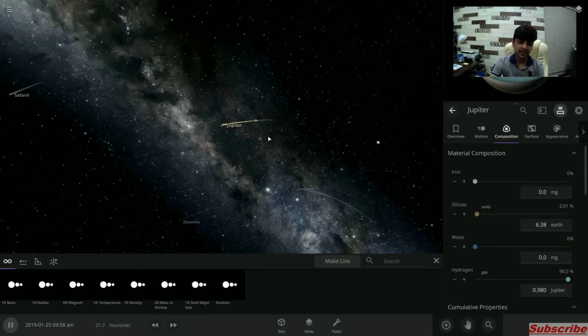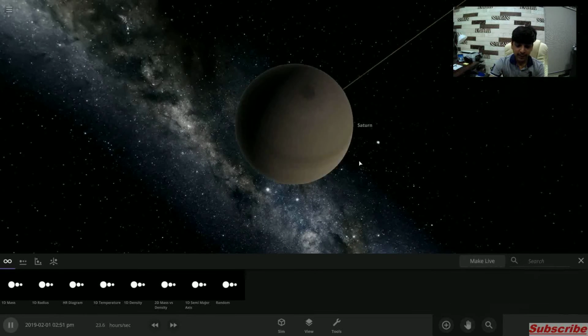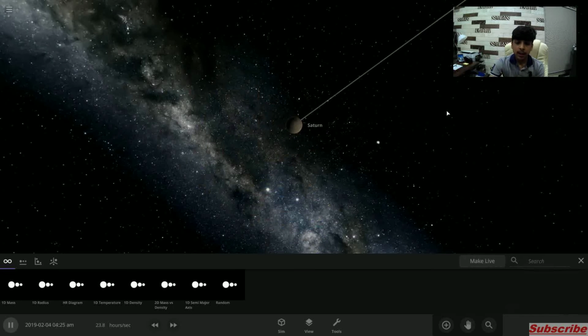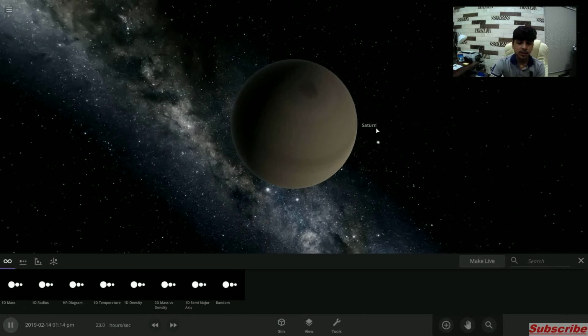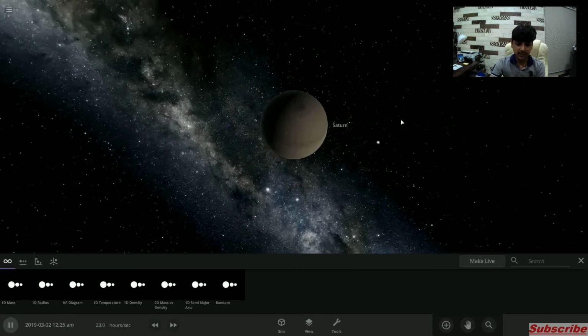The next one is Saturn, and it is known for its iconic rings. Unfortunately, in this simulation, it doesn't show that. Oh yeah, by the way, Jupiter has I think 72 moons, while Saturn has a recorded 80-ish moons. Now Saturn is known for its iconic rings. Unfortunately, the iconic rings aren't part of this planet, so they're not in this simulation.